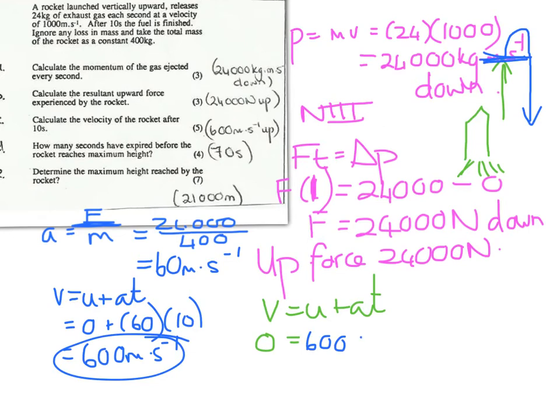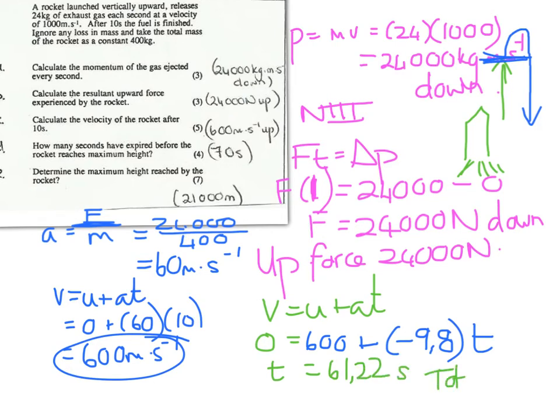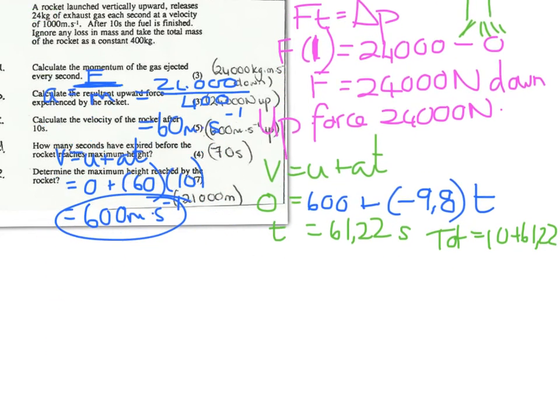And I have got an acceleration of negative 9,8, and then a time. And that time turns out to be equal to 61,22 seconds. So what was the total time that it was in the air? It's going to be plus the 10, because remember, it first blasted for 10 seconds, plus the 61,22, and I land up with 71,22 seconds.